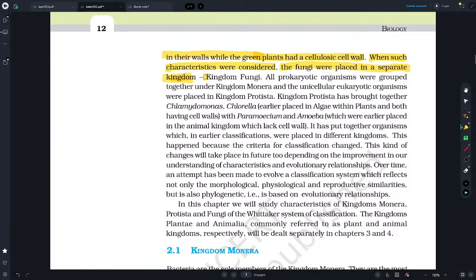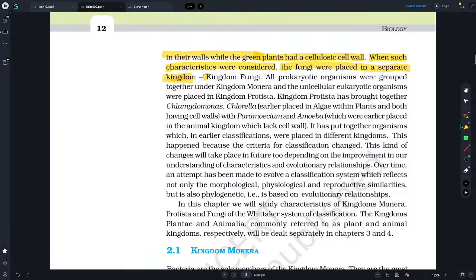This kind of change will take place in the future too, depending on the improvement in our understanding of characteristics and evolutionary relationships. The more we understand, the more we can define a specific organism, and we can classify them based on what is suited for their characteristics. Over time, an attempt has been made to evolve a classification system which reflects not only the morphological, physiological and reproductive similarities, but is also phylogenetic, that is, based on evolutionary relationships.